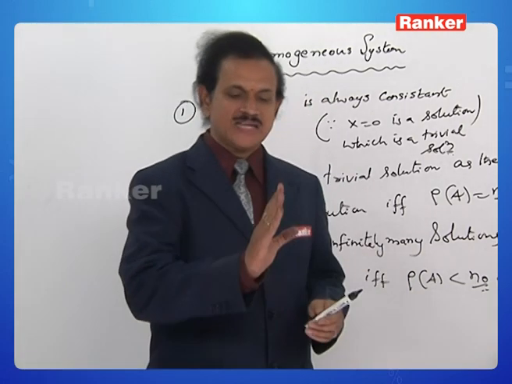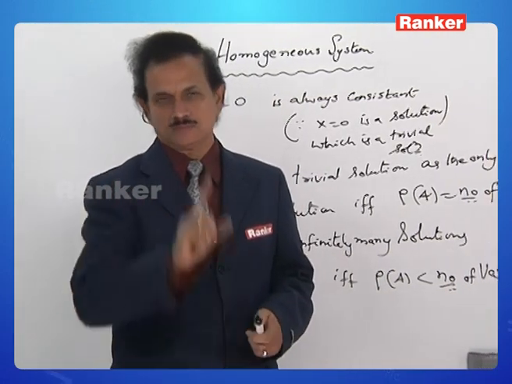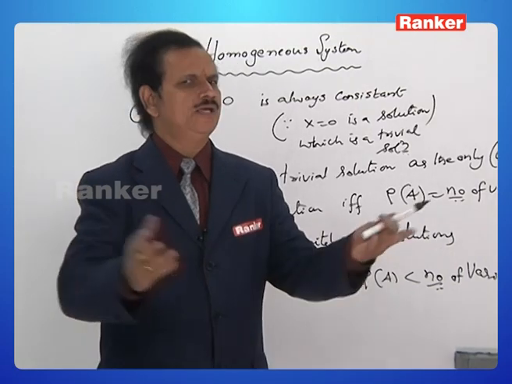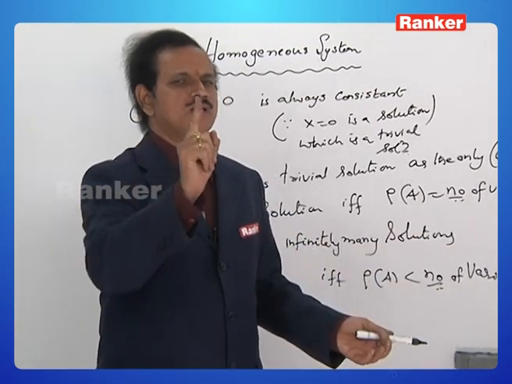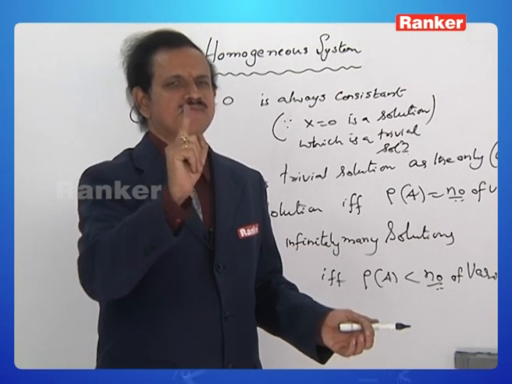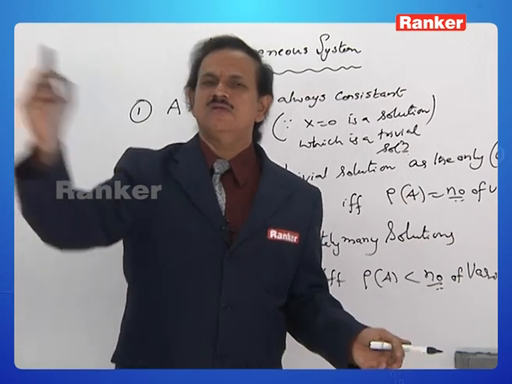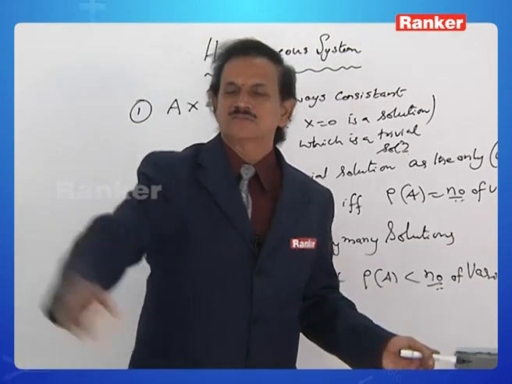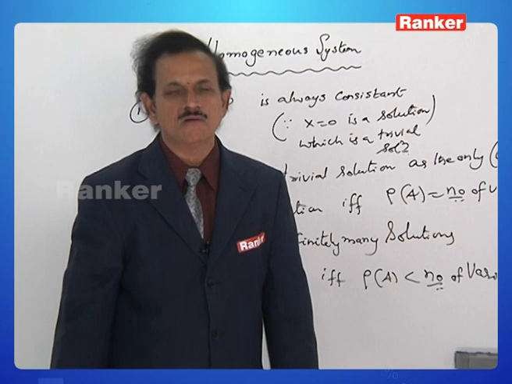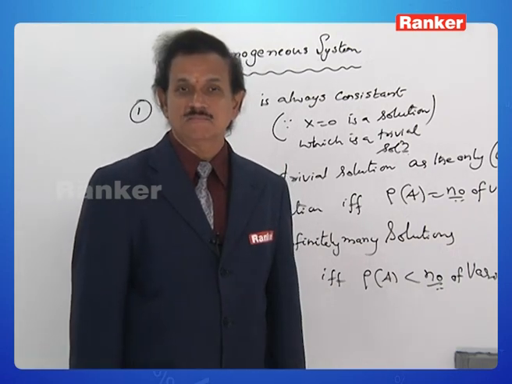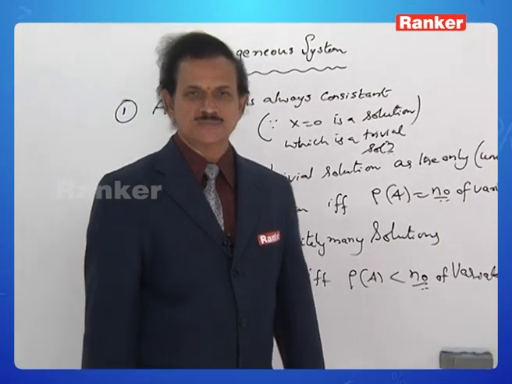Suppose rank is equal to number of variables, a unique solution will be there. Rank less than number of variables, infinitely many solutions. That is the only plus point that must be kept in mind: rank equal to number of variables, unique solution; rank less than number of variables, infinitely many solutions. That's all. Let us make it clear by going through some examples.